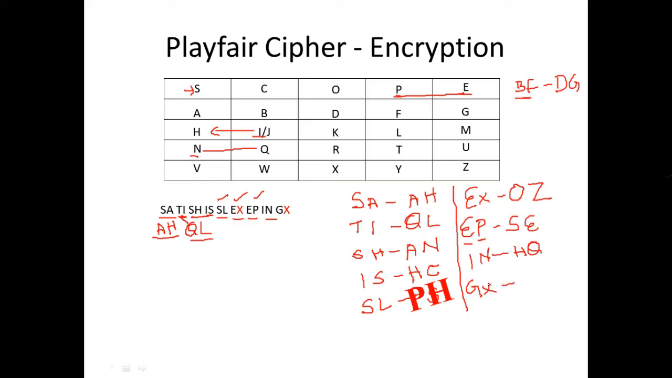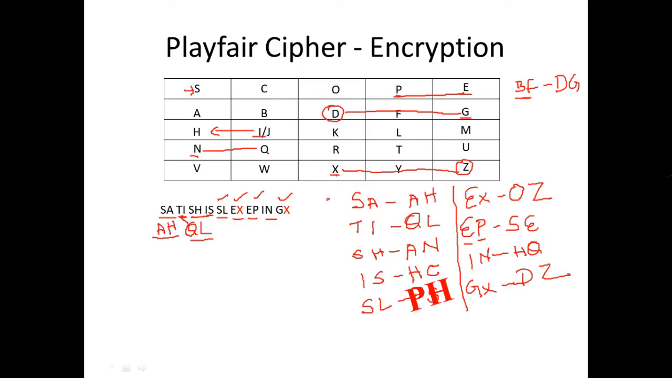GX. That is our next and final digraph that we need to encrypt. Where is G? G is here. Where is X? X is here. So again, they are in different rows and columns. So you traverse and see how G meets X. So G meets X in T, and how X meets G, you traverse in the same row. It's C. So TZ.